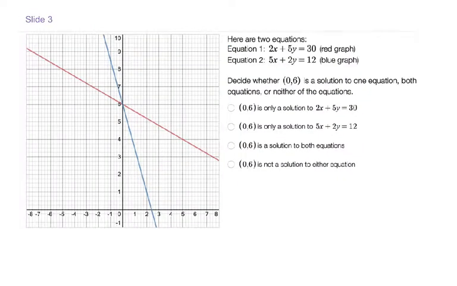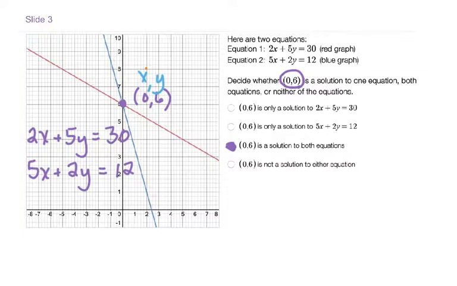We've got slide 3, which is the exact same graph again. This time, nothing has changed other than they're asking us to decide whether the ordered pair of 0, 6 is a solution to one equation, both equations, or neither of the equations. So what I'm going to ask you to do right now is to graph the point 0, 6. As you can see, I've indicated the ordered pair of 0, 6 on the graph, noting that it sits at the point of intersection. Therefore, it is a solution to both equations.